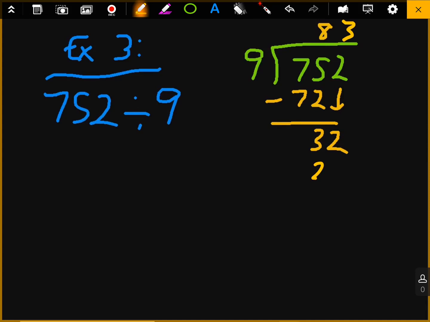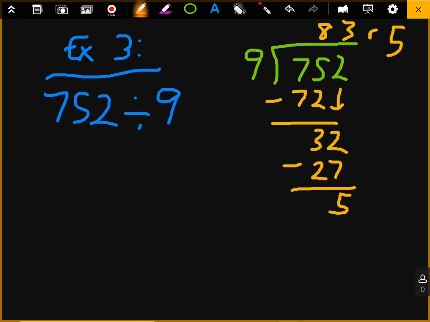9 times 3 is 27. You subtract, you get 5 left over. 9 doesn't go into 5, so that's our remainder. 83, remainder 5. And that's really all division is, at least with one-digit numbers. When we get into 2 digits, it's not going to be tricky. The steps are going to be the same, but there's going to be some tricks I can show you to help it be easier. For 1 digits like this, it's pretty straightforward.